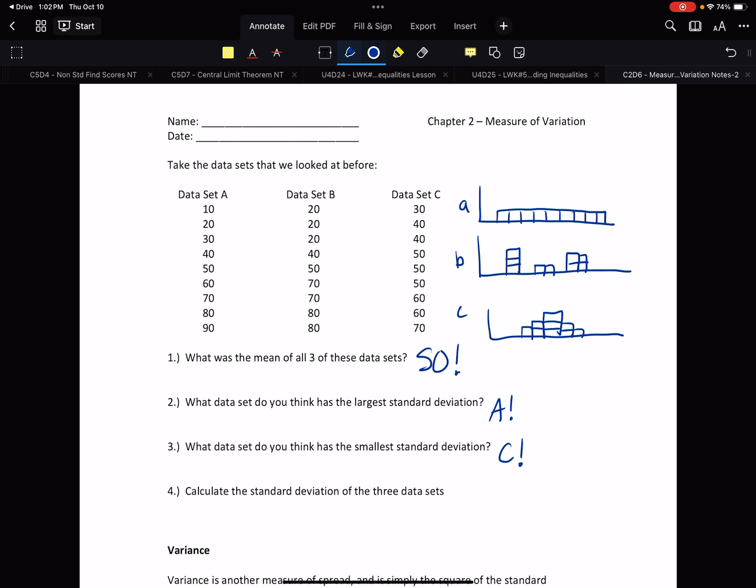So if we actually took some time to calculate our standard deviation, our S of x here is 27.38. Our S of x here is 25.98. And our S of x here is 12.25. Clearly showing that A has the largest standard deviation because it has the largest spread, it has the largest variation, it has the biggest distribution of all the data sets.